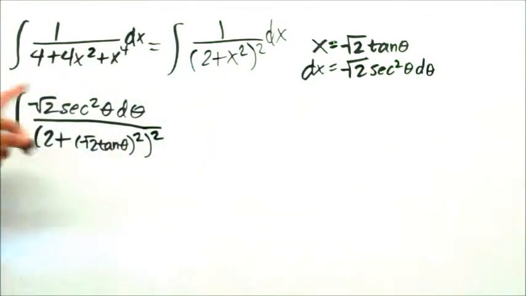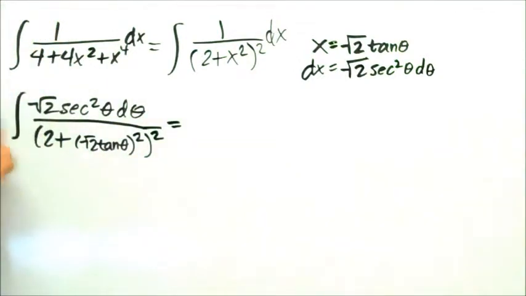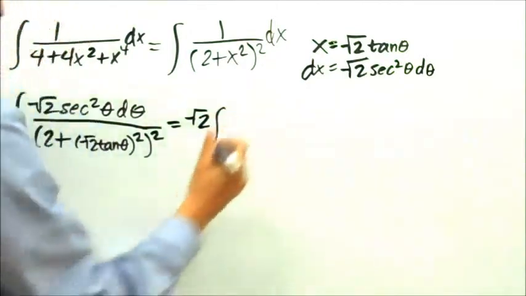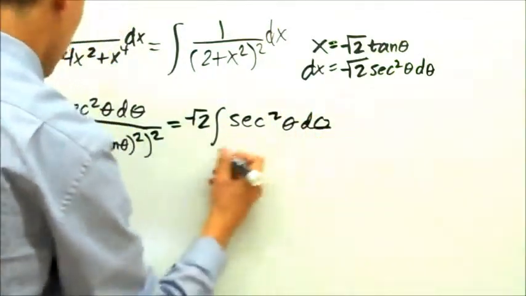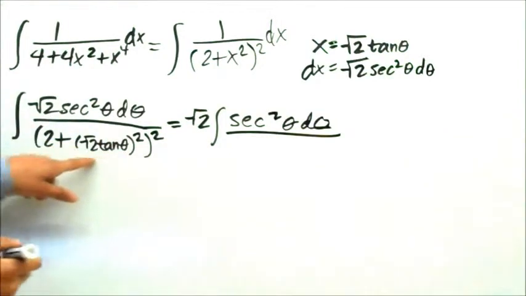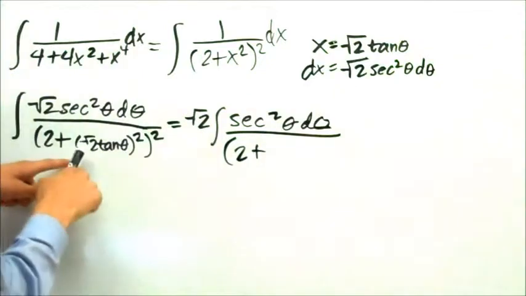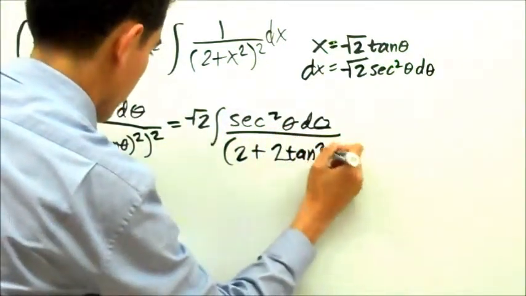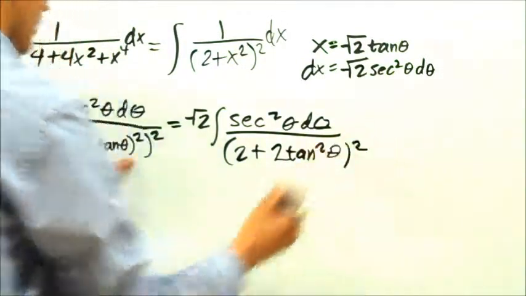So now we can reduce this. Let's pull this root 2 out in front. We have root 2 integral secant squared theta d theta over, and then we'll simplify this part first. So we'll carry out this operation: 2 plus 2 tangent squared theta, and then this is squared, our denominator.